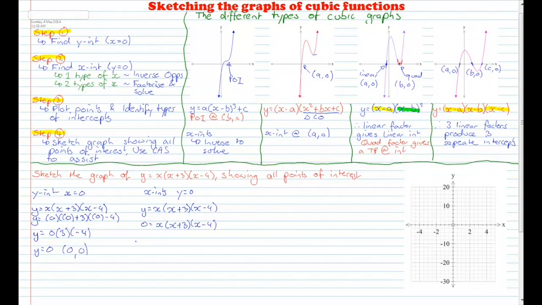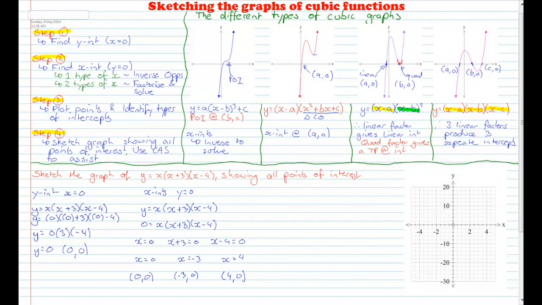So therefore you get x is equal to 0, x plus 3 is equal to 0, and x minus 4 is equal to 0. Therefore x is equal to 0, x is equal to negative 3, and x is equal to 4. This will give us the x-intercept coordinates of 0, 0, negative 3, 0, and 4, 0.